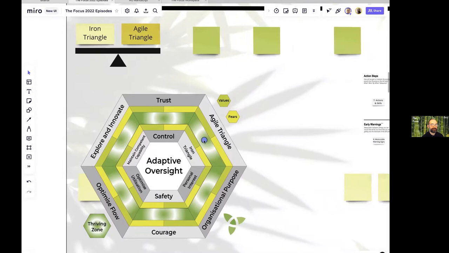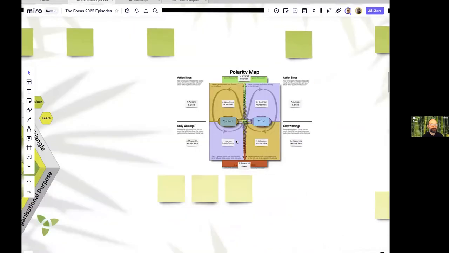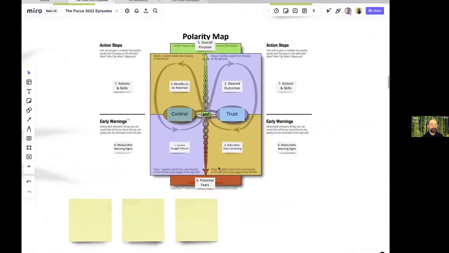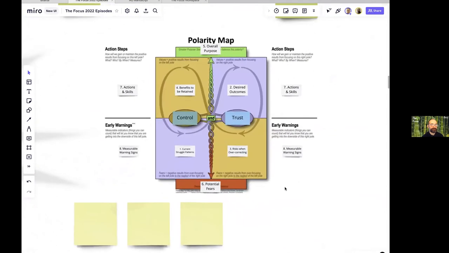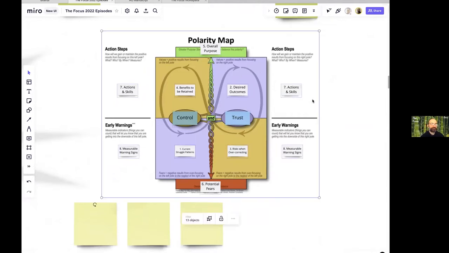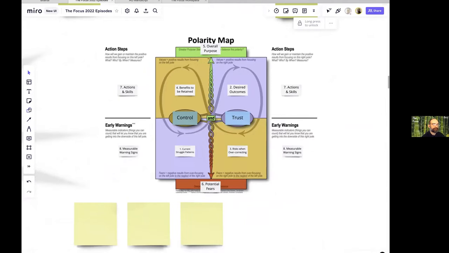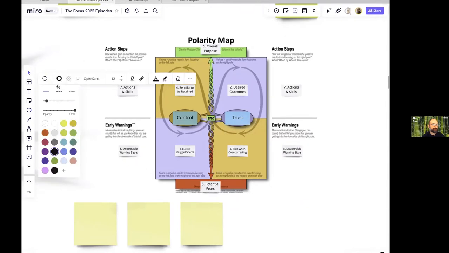Just as a reminder, how we will be stepping through this again is going back to the polarity map. We are definitely first going to the bottom left of that picture, on the one polarity, looking at the current struggle patterns. Then we'll go to the top right, to look at the desired outcomes of the alternative or other pole, and then go down to risks when overcorrecting of the other pole, and then go back to benefits to be retained of the original pole.